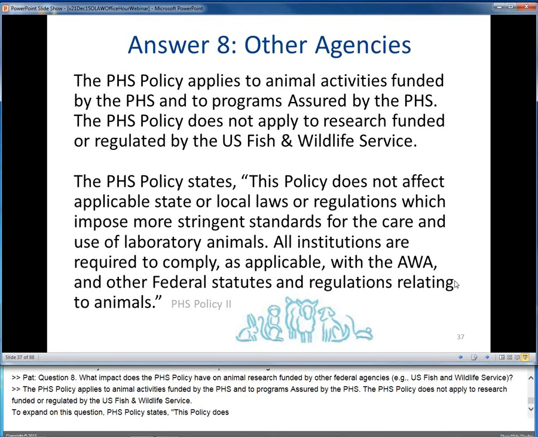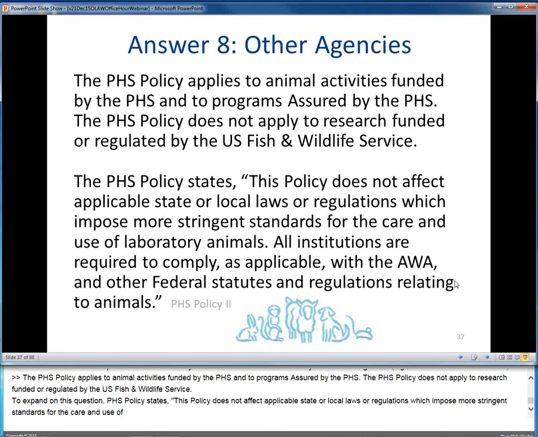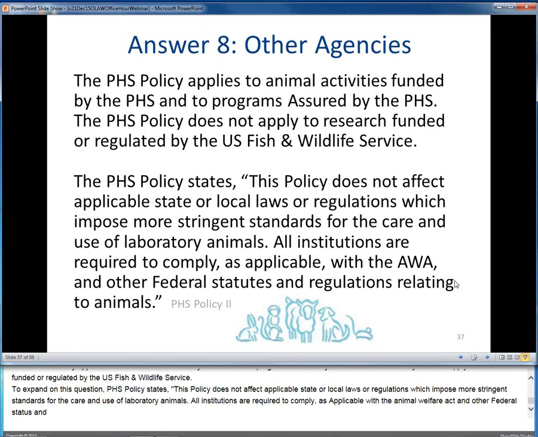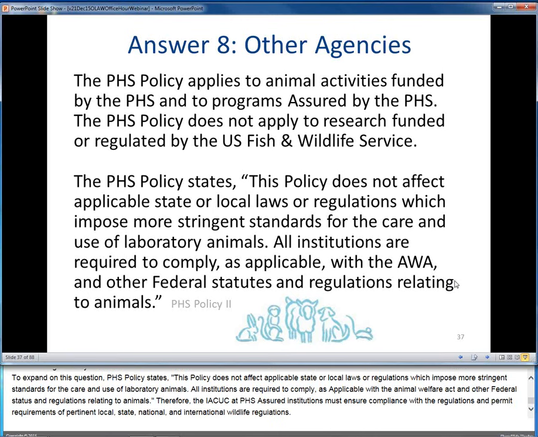To expand on this question, PHS policy states, this policy does not affect applicable state or local laws or regulations which impose more stringent standards for the care and use of laboratory animals. All institutions are required to comply as applicable with the Animal Welfare Act and other federal statutes and regulations relating to animals. Therefore, the IACUC and PHS assured institutions must ensure compliance with the regulations and permit requirements of local, state, national, and international wildlife regulations.